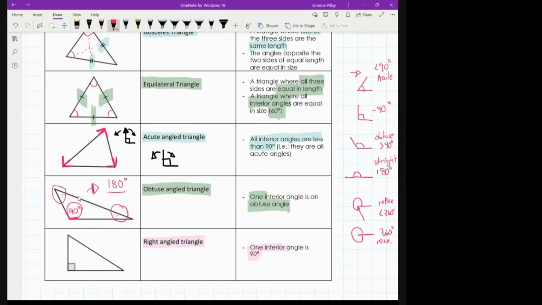Thank you, ma'am. So that's why I said, because of the nature of a triangle, because of this rule that all of my angles in a triangle must add up to 180 degrees, there can only be one obtuse angle in my triangle. Make sense? Yes, it does.